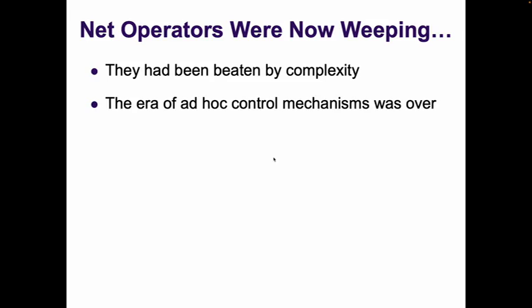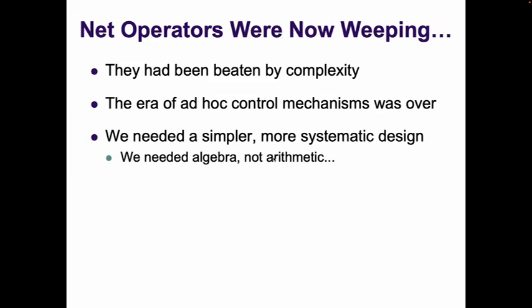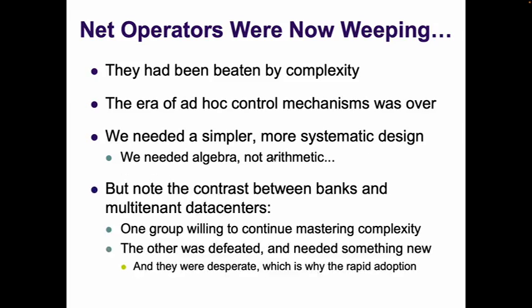You needed something else. So we needed a simpler, more systematic design. We couldn't do arithmetic anymore. We needed algebra. That's what people realized: we finally need something different than what we were doing before.